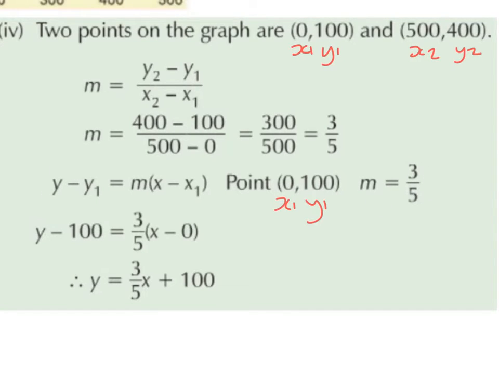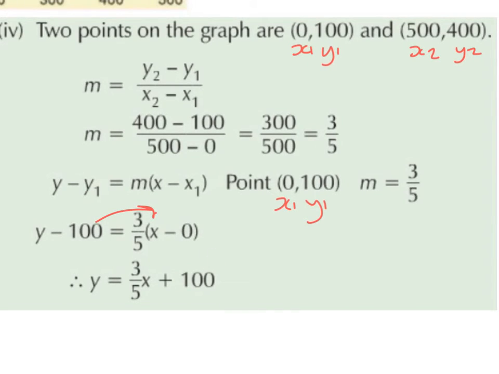So we bring down the y and the minus, and we swap y1 for 100. If this had happened to be minus 100, we'd end up with minus minus 100, which would be plus 100. Bring down the equals, swap the m for 3/5, bring down the x, the minus, and swap the x1 for 0. 3/5 times x is 3/5 x, and 3/5 times 0 is 0.